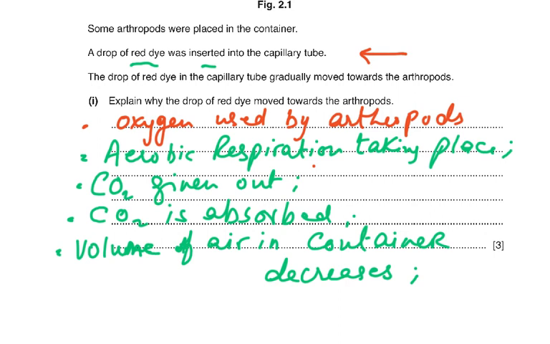Now another question which I would just add to it was that if we remove the carbon dioxide absorbent, then the red dye would not move. And they could have made this a question: how and when would the red dye not move? So if you remove the chemical which absorbed carbon dioxide, or that chemical did not work any longer, it had become saturated with CO2, then again the red dye would not move.